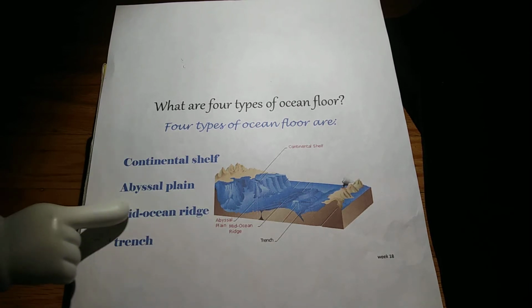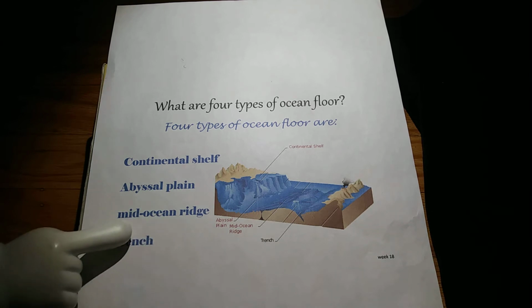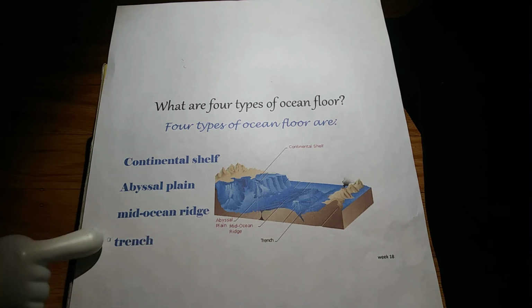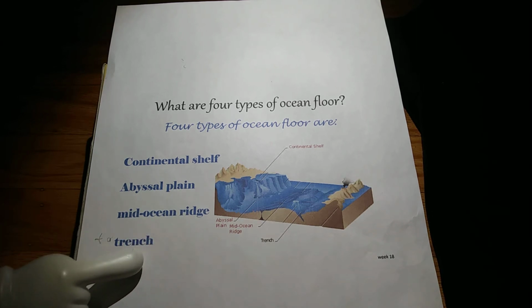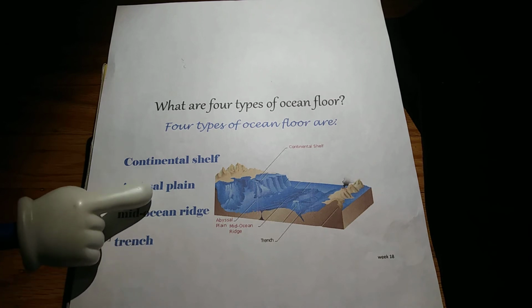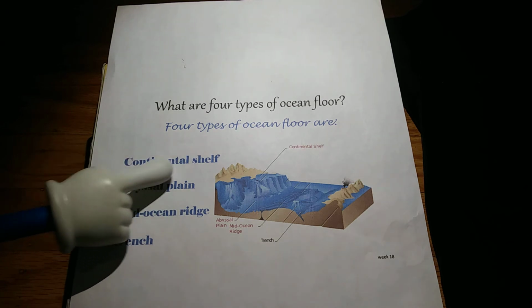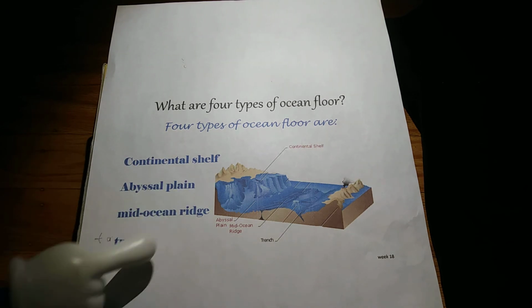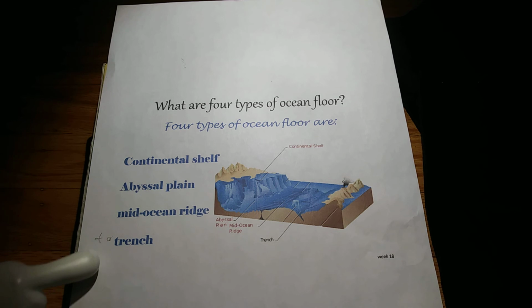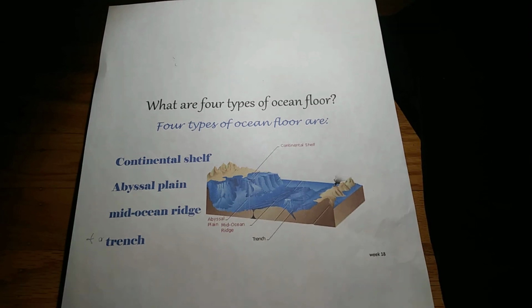Continental shelf, abyssal plain, mid-ocean ridge, and a trench. Four types of ocean floors are continental shelf, abyssal plain, mid-ocean ridge, and a trench. And now we're done.